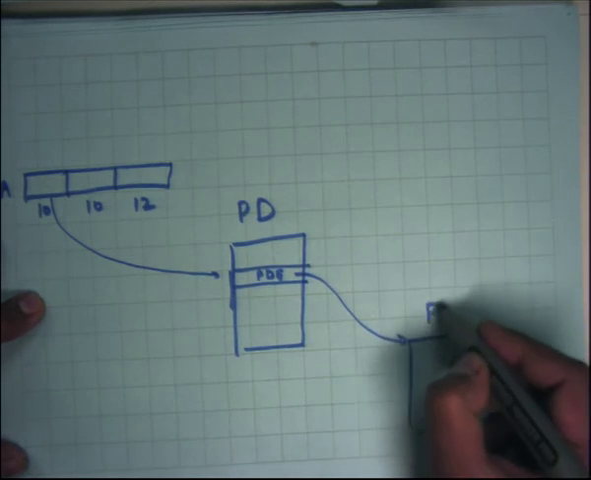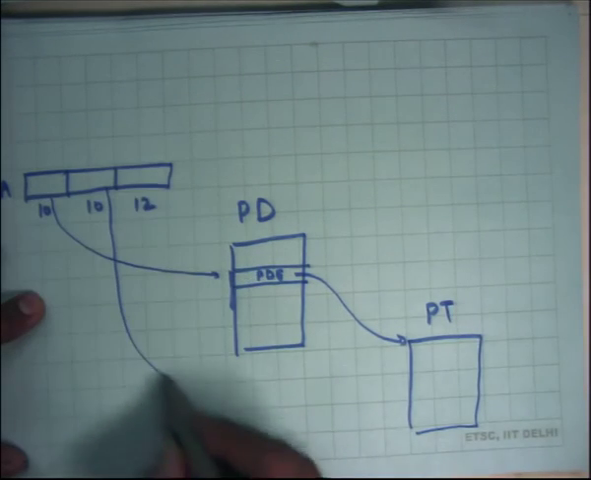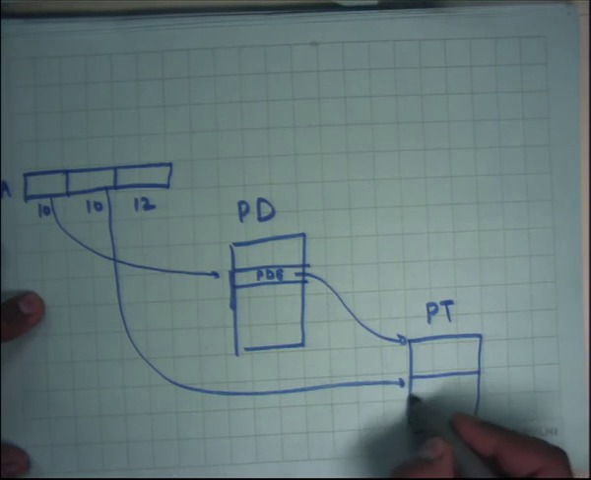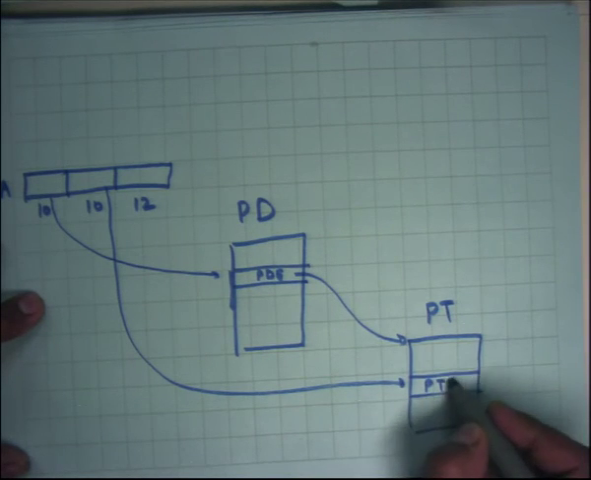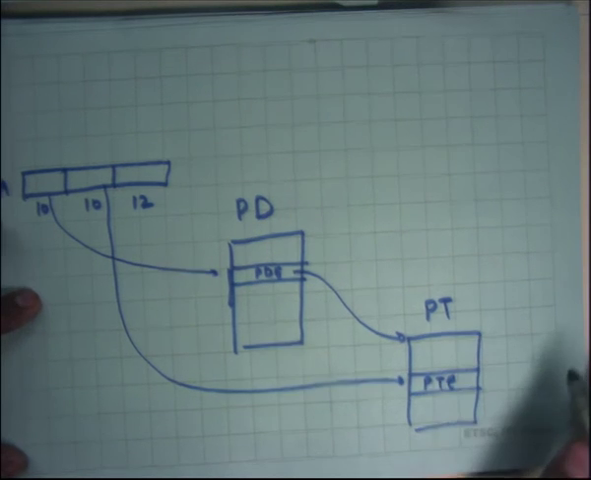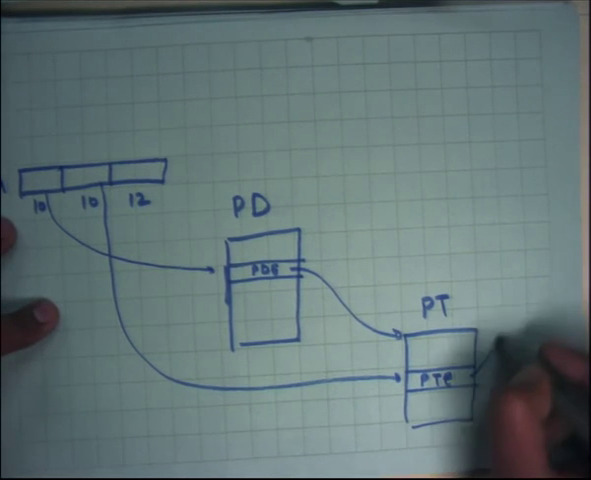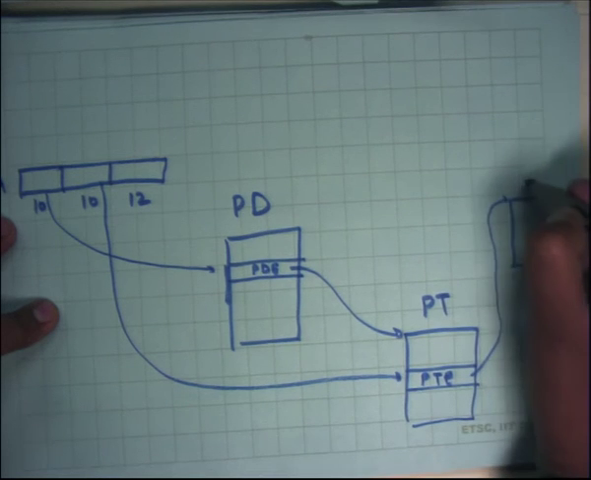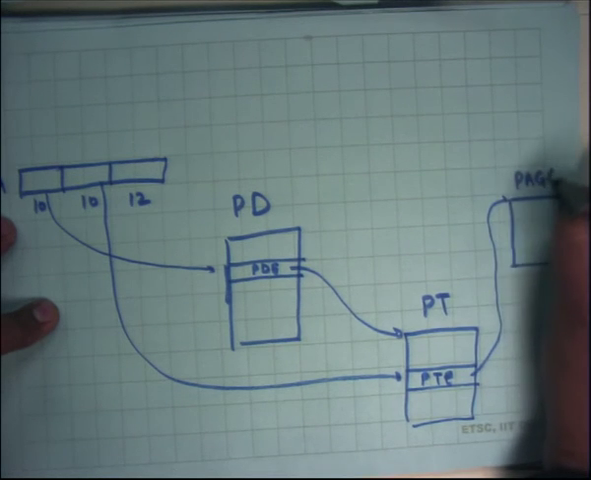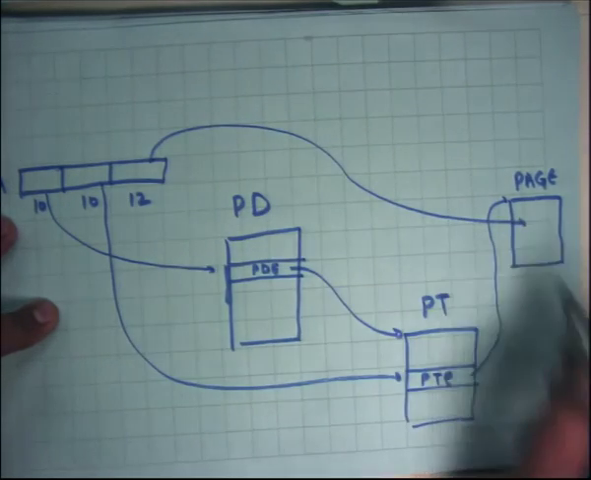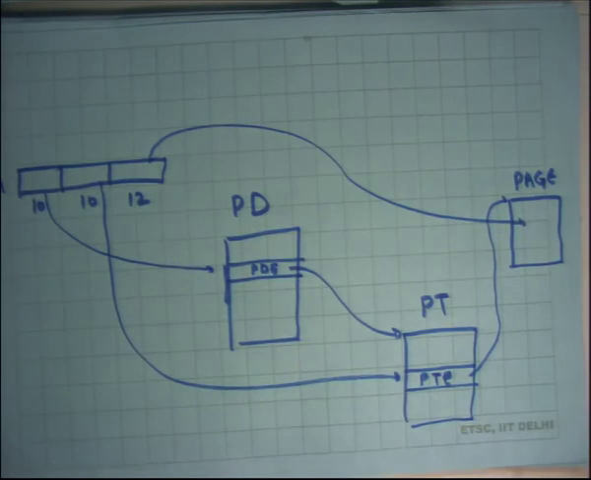Let's call it a PT, and you're going to get the next 10 bits from here to index into the page table. I'm going to get a page table entry, right? And now you're going to get a page from here finally. You got a page, and you're going to use the last 12 bits to index into this page to get your final physical address.